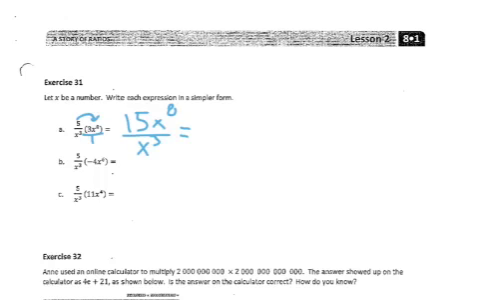Now, since I have a same base, I can simplify. So 15 is my coefficient, x is my base, and 8 minus 3 gives you 5. So that is my final answer, 15x to the 5th power. Why don't you give question B and C a shot, and then when you're ready, press play to check your answers.